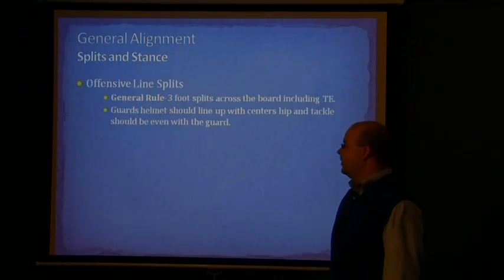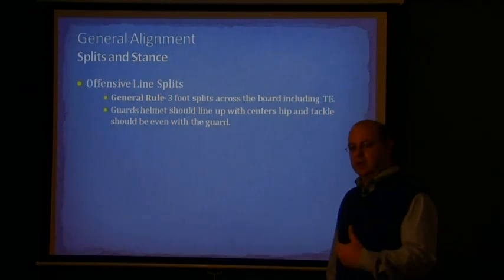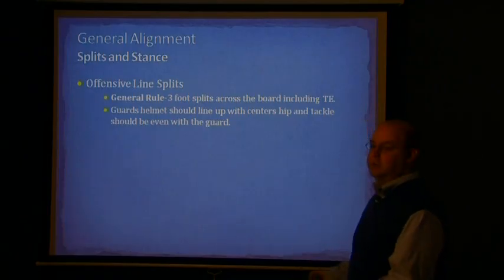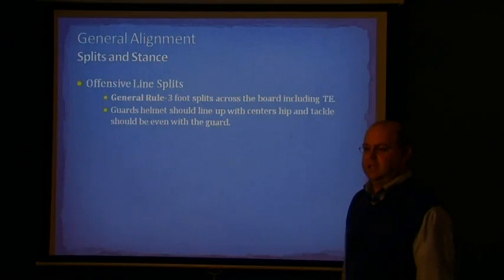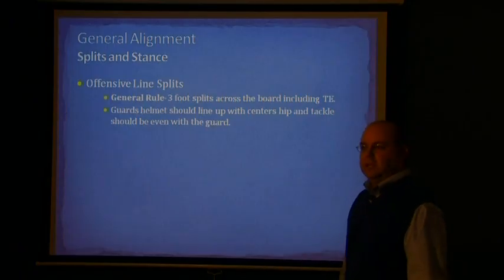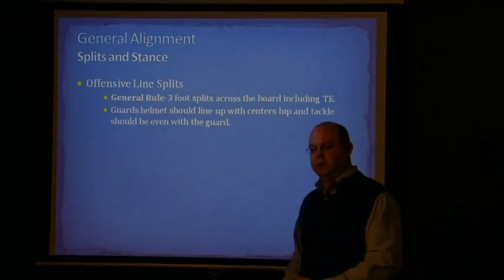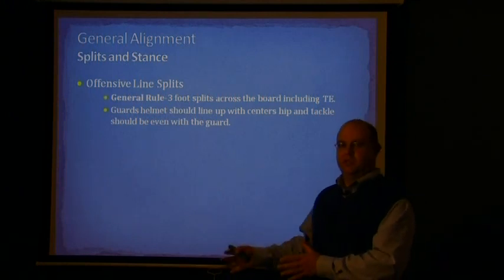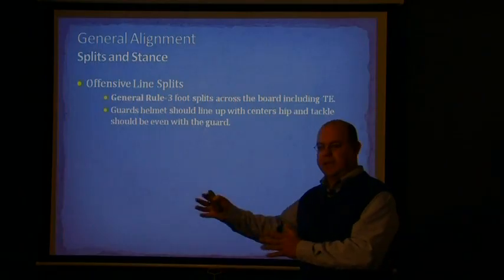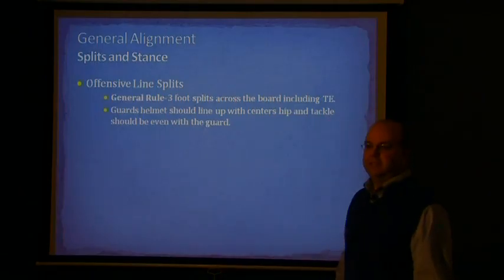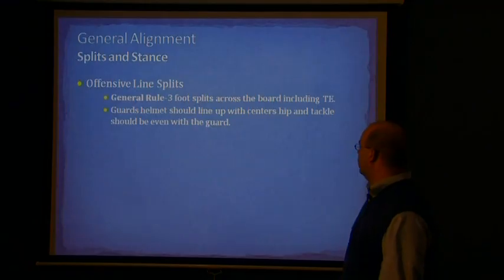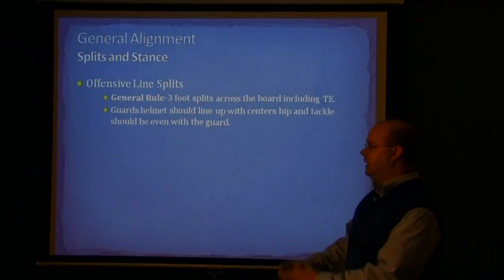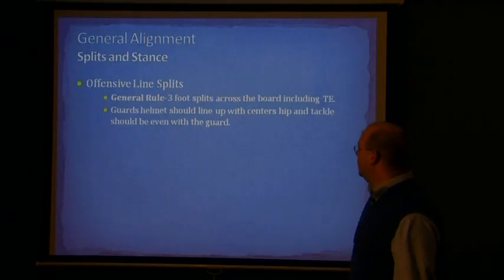Offensive line wise, our general rule when we teach our new players is that we have 3-foot splits across the board, and if we have a tight end in a game, he's also at 3 foot. We do that because we do some double teaming, and we feel that 3-foot splits still give the quarterback ample time to make his reads, but at the same time give the offensive line an opportunity to create great double teams where we can get together and move people.